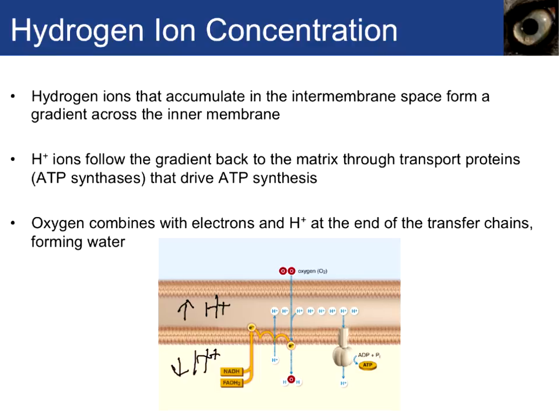So these hydrogen ions then follow the gradient back to the matrix through transport proteins, which are ATP synthases. And so again, this is almost identical to photosynthesis. You're going to have the hydrogen flow back down its gradient through that ATP synthase, and that causes ADP to combine with phosphate and form more of a high energy ATP molecule. And oxygen combines with the electrons at the end. So we have oxygen here combining with the electron to form H2O and more water.